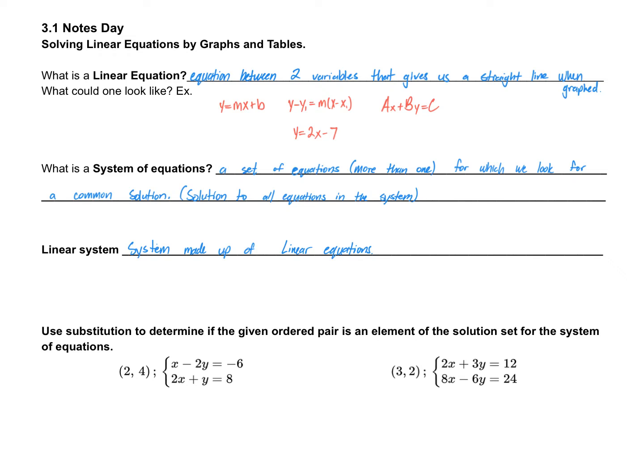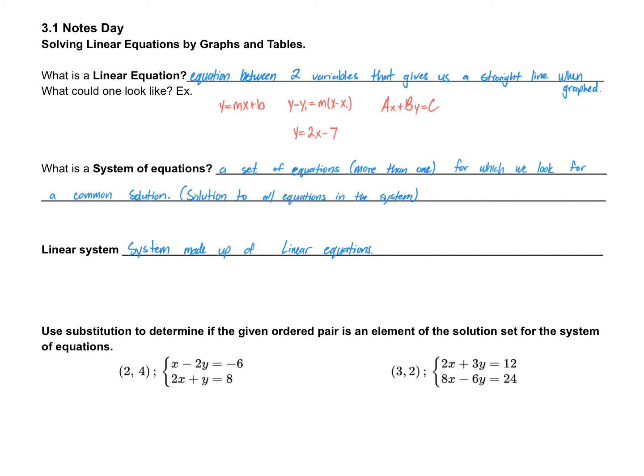So a system of equations is a set of equations, so just more than one. It could be 2, 3, 4, and so on. For this, we are looking for a common solution, meaning a solution that satisfies all of the equations. So a linear system is just multiple linear equations grouped together.